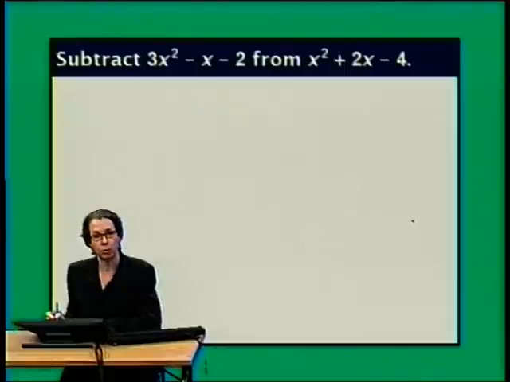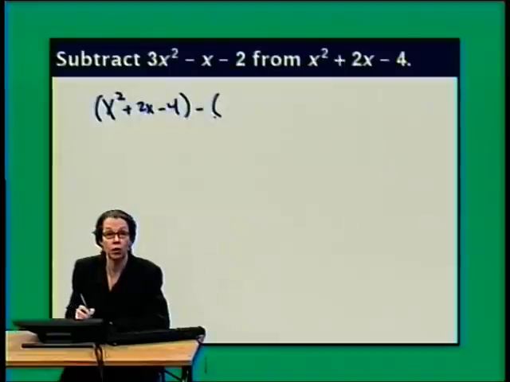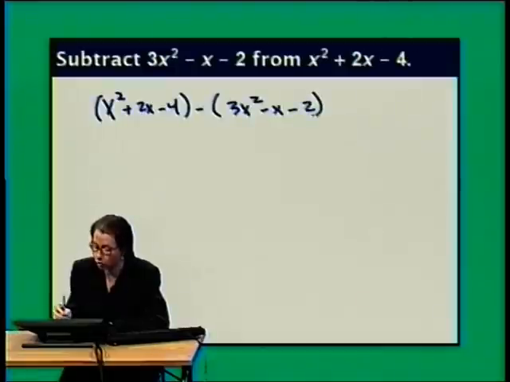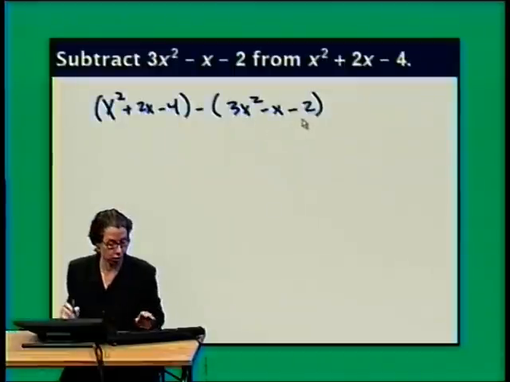So here's a subtraction problem. We're asked to subtract 3x squared minus x minus 2 from the trinomial x squared plus 2x minus 4. So I'm subtracting 3x squared minus x minus 2 from the first trinomial, which is x squared plus 2x minus 4. And when I perform the subtraction, I'm going to put parentheses around that second trinomial. I put parentheses around the first one too, but that was just for emphasis.